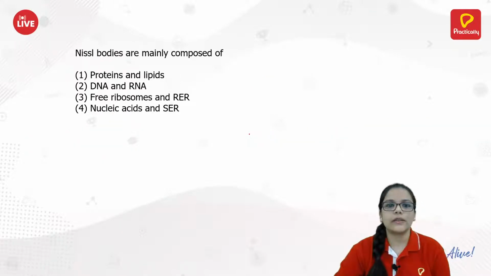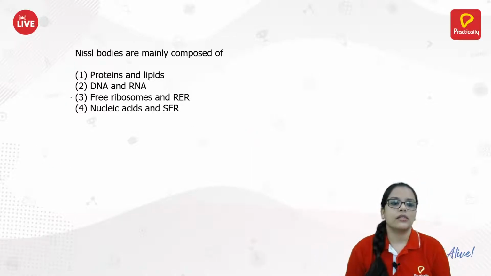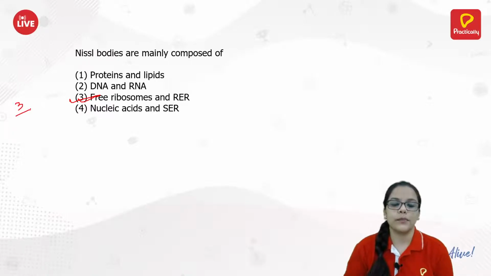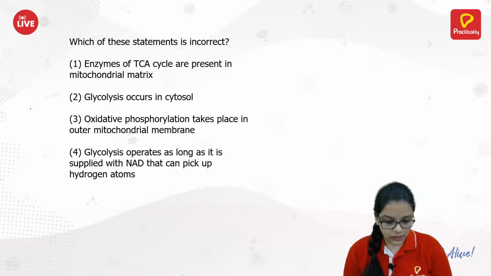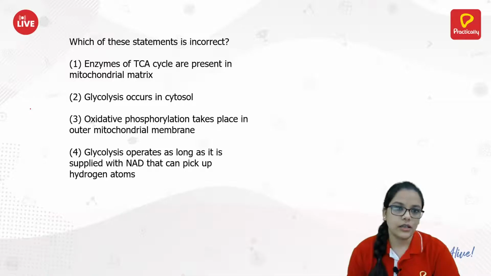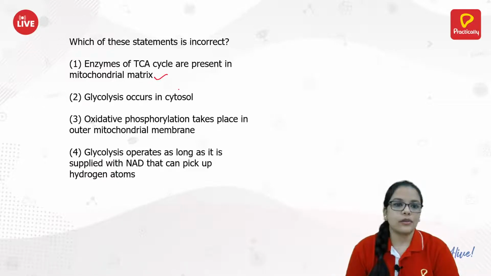Nissl bodies are mainly composed of free ribosomes and rough endoplasmic reticulum. Next, which of the statements is incorrect? Okay, we'll read it and see. Enzymes of the TCA cycle are present in the mitochondrial matrix. Glycolysis occurs in the cytosol. Oxidative phosphorylation takes place in the outer mitochondrial membrane. No, it takes place in the inner mitochondrial membrane.